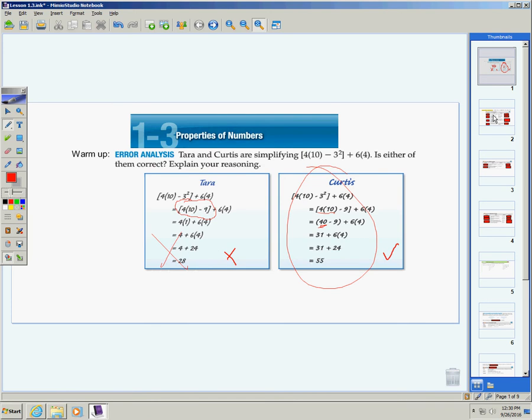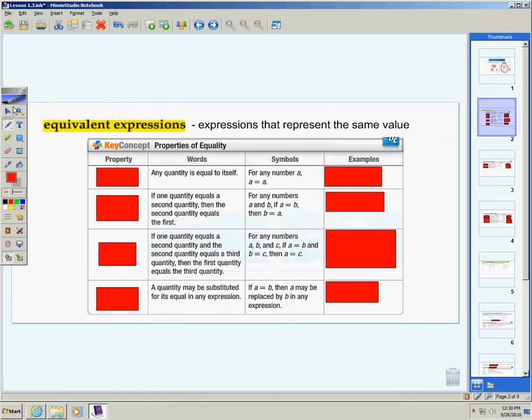Today we're going to be talking about properties of numbers, and first thing we need to talk about is equivalent expressions. Equivalent expressions are expressions that represent the same value. They are equal. Equivalent means they are equal. And we're going to have a bunch of different properties today. The first property is the reflexive property.